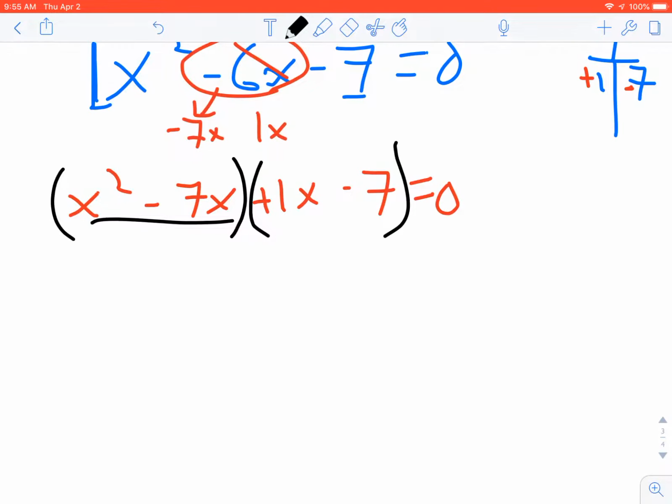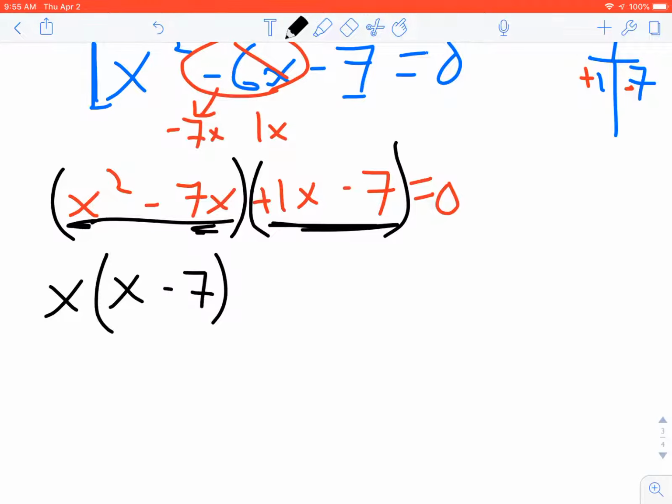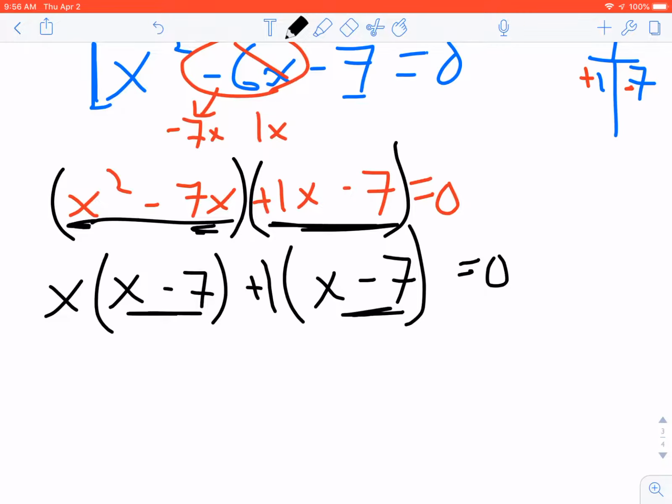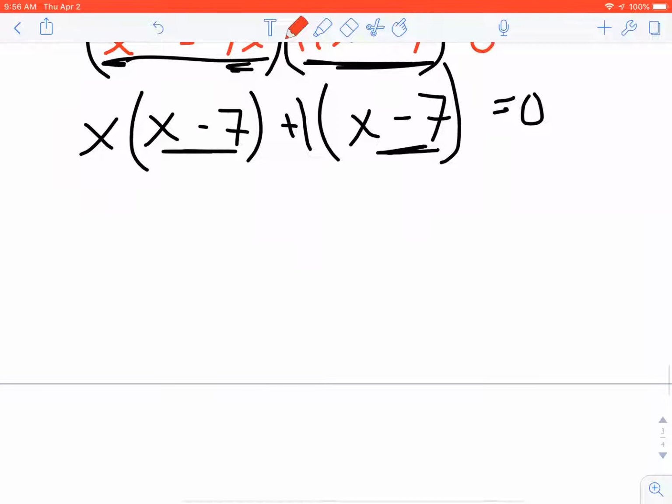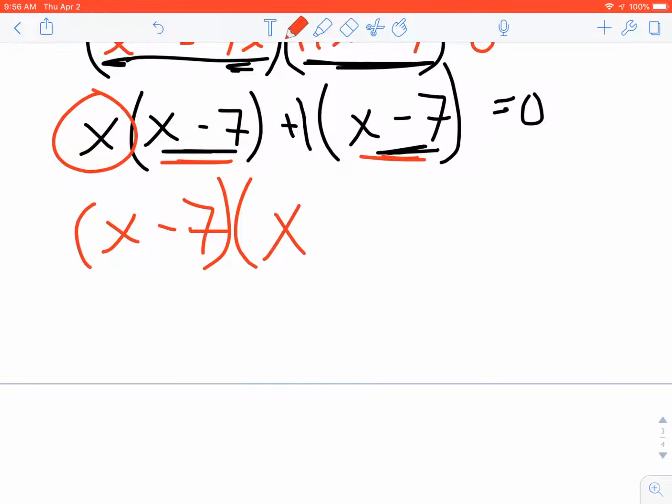GCF in each one, so I start in the first set of parentheses first. The GCF there, the greatest common factor, is x. So when I divide this term and this term by x, that gives me x minus 7. GCF here, there's really absolutely nothing I can factor out. Whenever that's the case, I factor out that positive 1. That changes nothing. But now these are both the exact same thing, which is perfect. It means I'm on the right track. Now that these both match, I can factor out an x minus 7, and I'm left with x plus 1 is equal to 0.